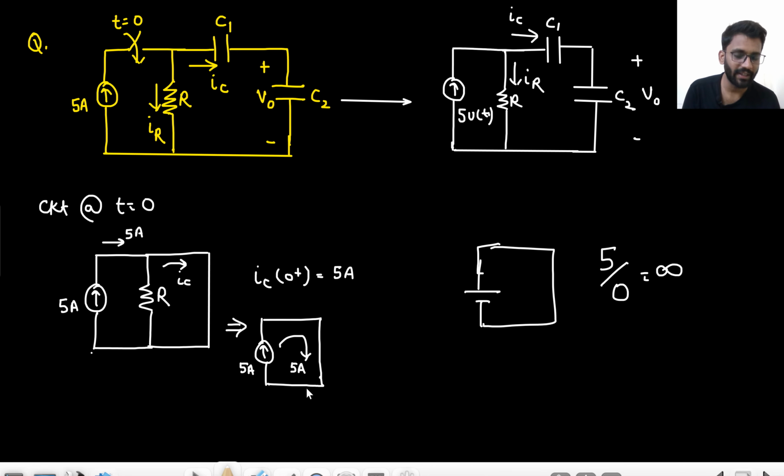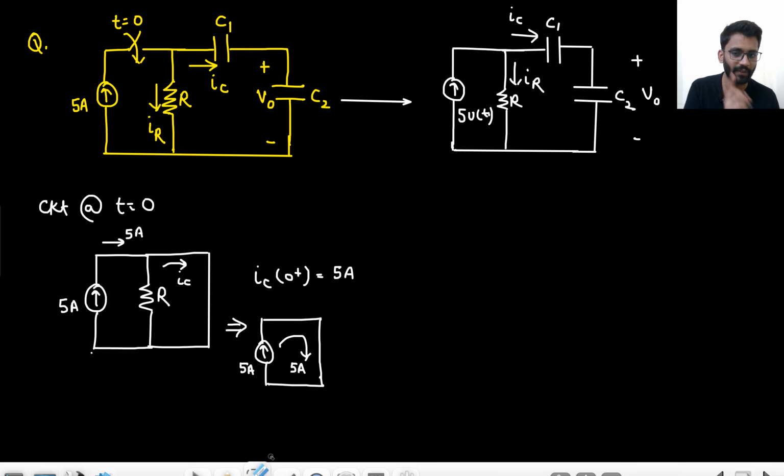But this is already a current, so it is 5 ampere only. So it is not the case of infinite current. It is the case of a finite current, that is IC equals to 5 ampere, right? So IC equals to 5 ampere. IC at 0 is 5 ampere.